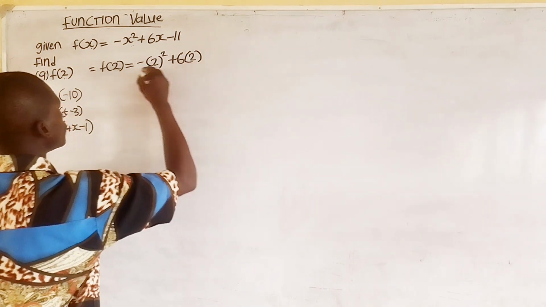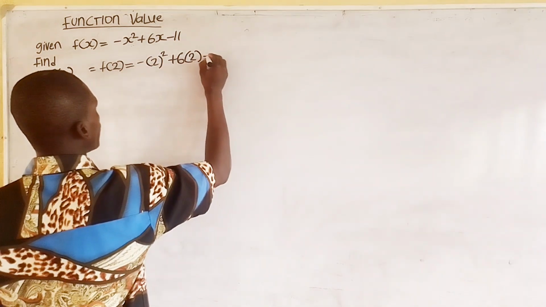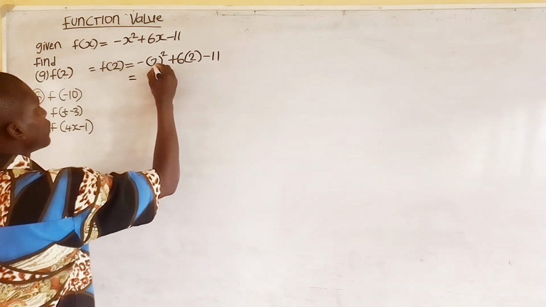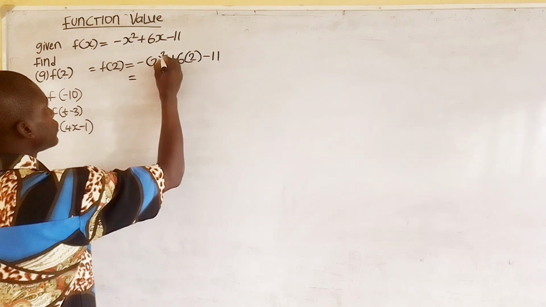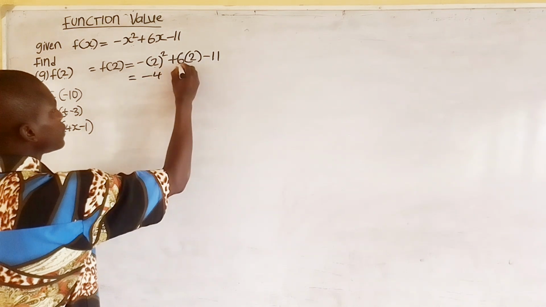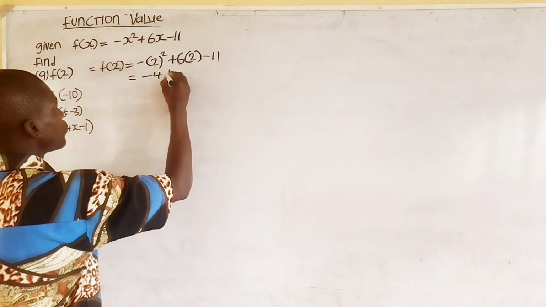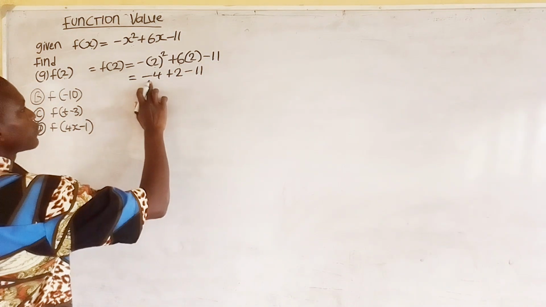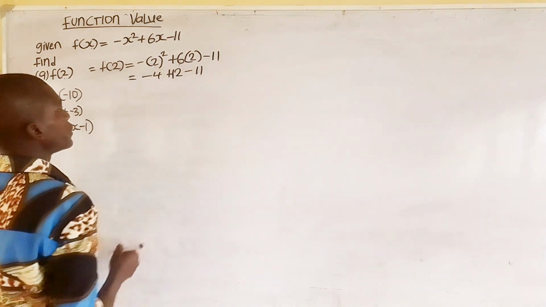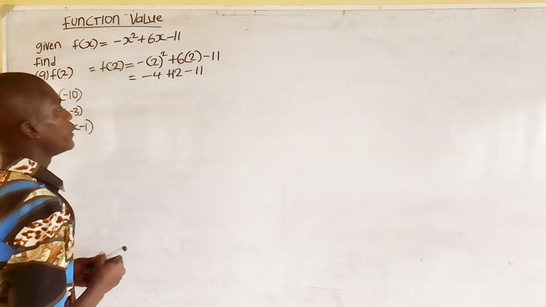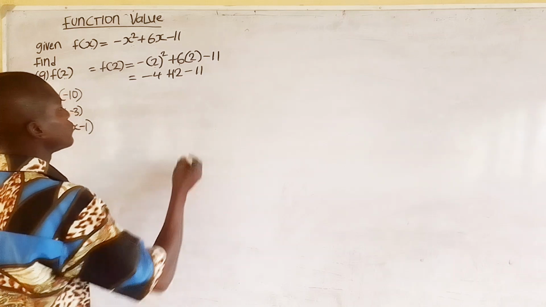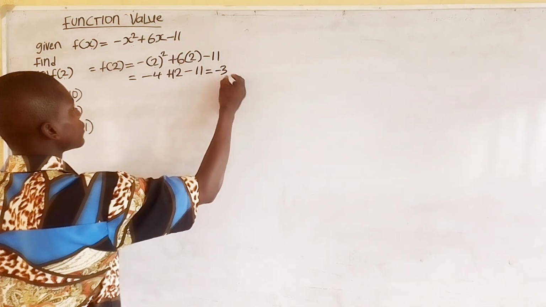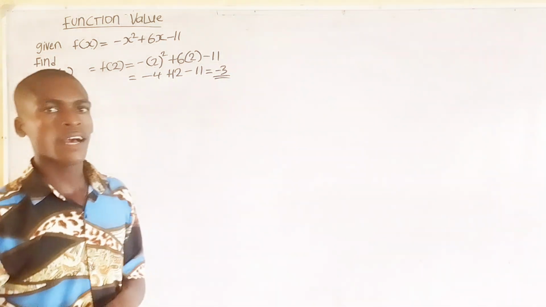open bracket 2 minus 11. If you solve, 2 power 2 will give you 4. You have minus 4. 6 times 2 will give you 12 minus 11. Minus 4 plus 12 will give you 8. 8 minus 11 will be equal to minus 3. This is our last answer.